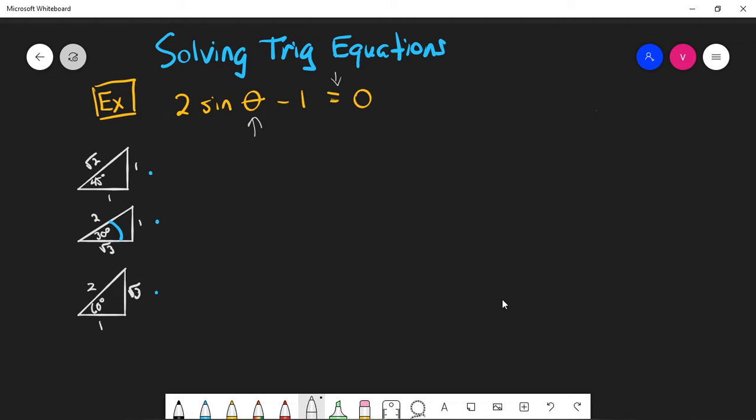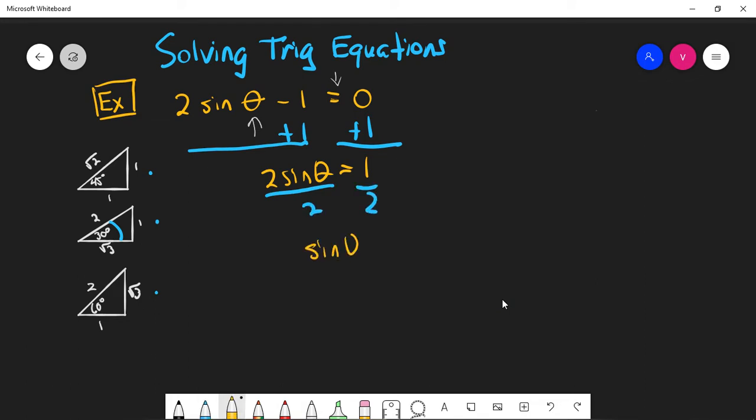So think about this like algebra. Let's get as close to that variable as we can. So let's add 1 to both sides. You'll end up with 2 sine theta equals 1. Then divide by 2. And then you get sine theta equals 1/2.